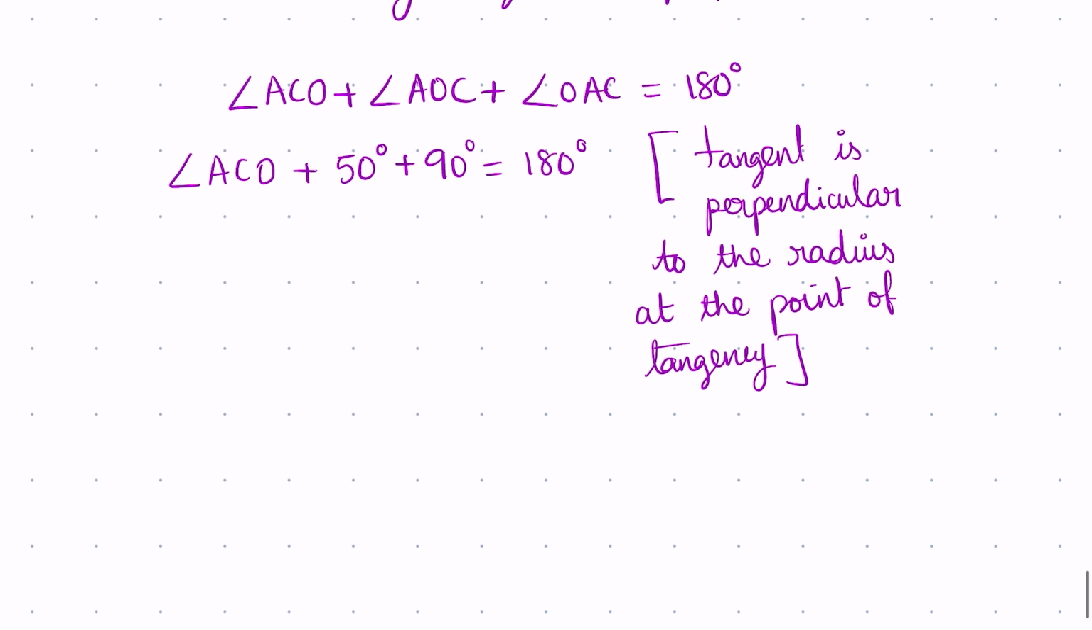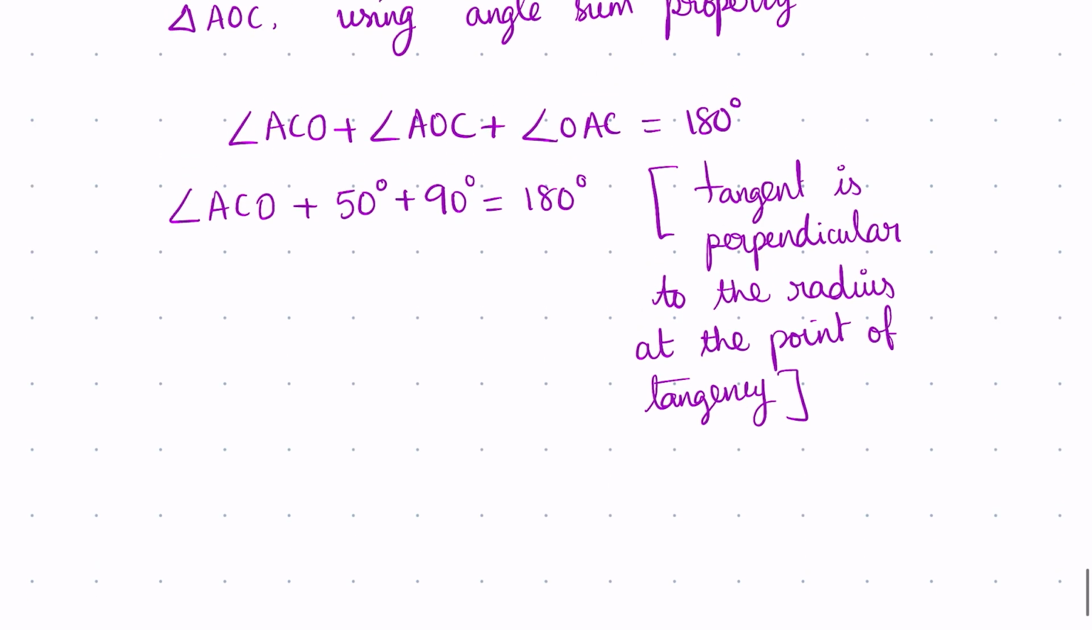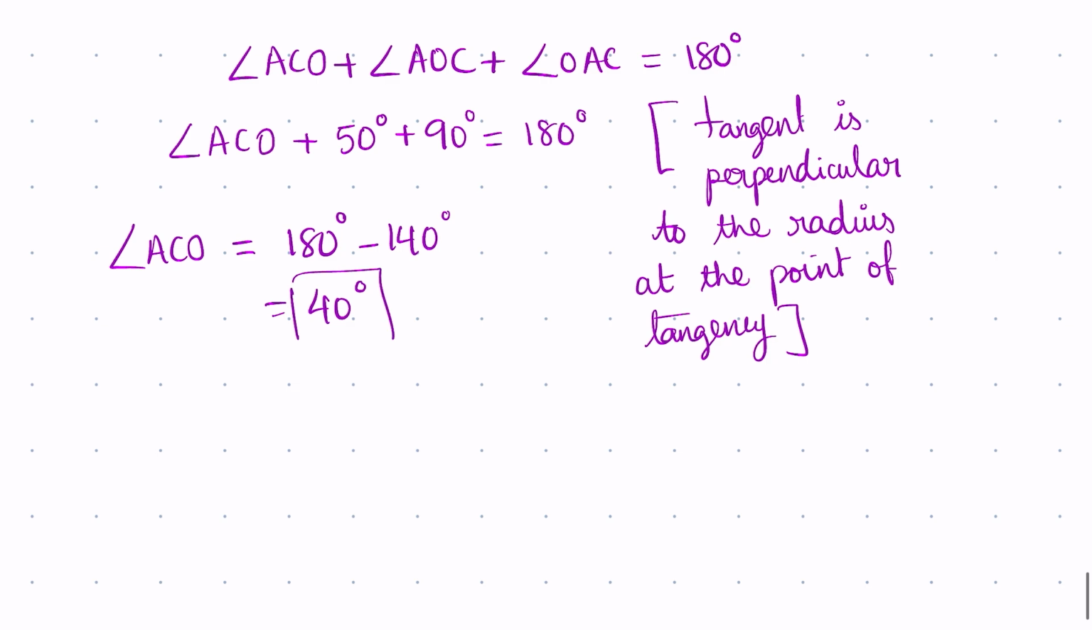So we have there that therefore angle ACO is equal to 180 degrees minus 140 degrees, which is equal to 40 degrees. That's our answer, right?